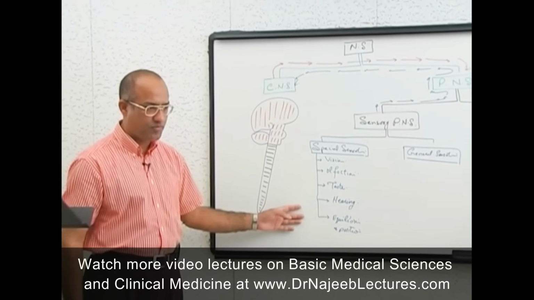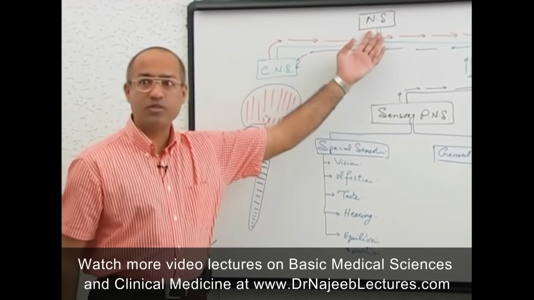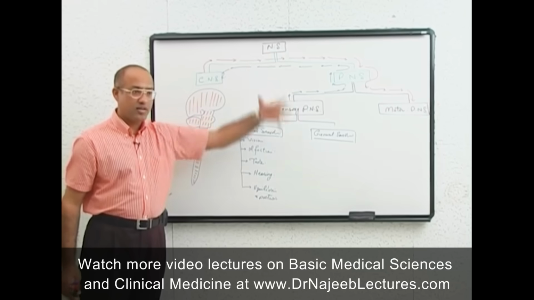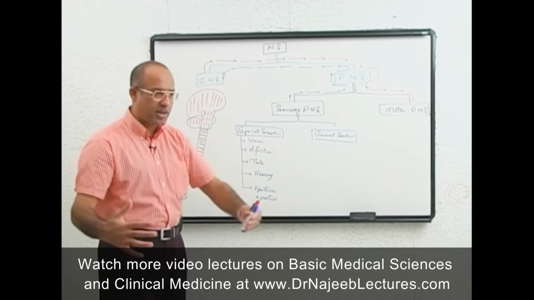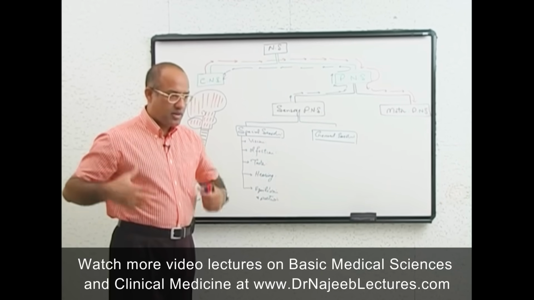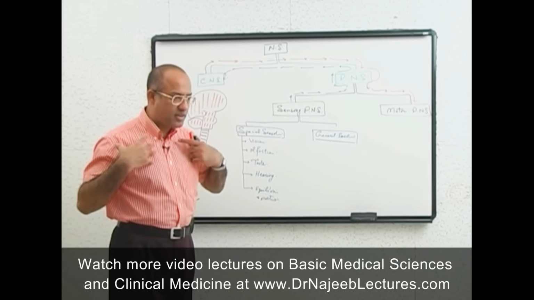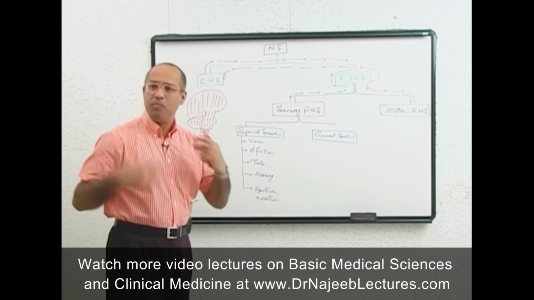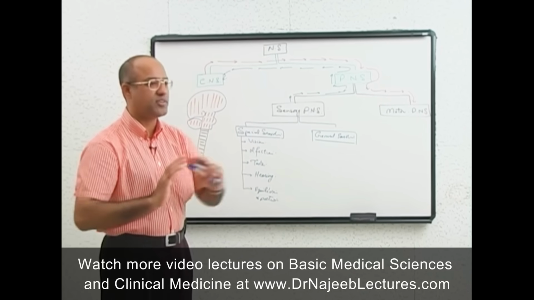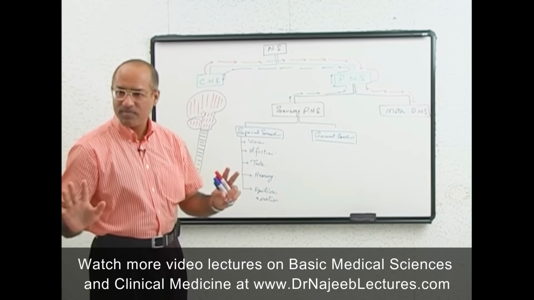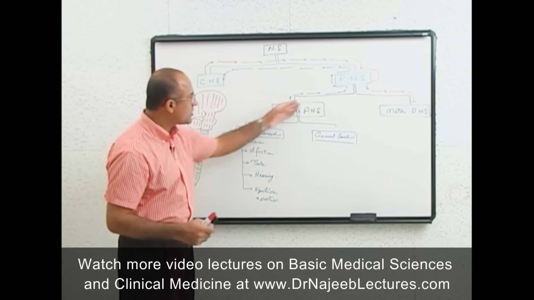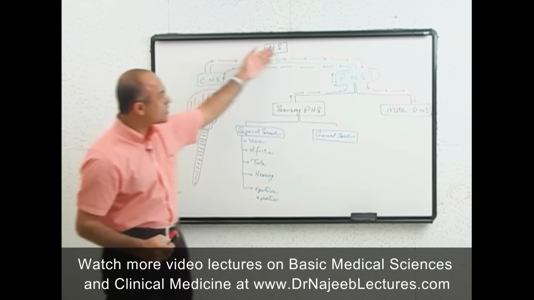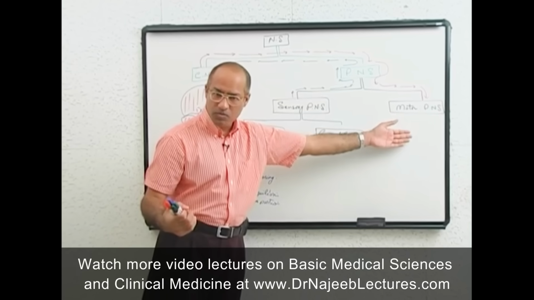Again, let me repeat it. What is the whole nervous system about? The nervous system has, number one, to collect the information from the periphery, take the information to the center, integrate the information, process the information, make a decision and bring the motor response. Information is going to the central nervous system through the sensory system. Information is coming from the central nervous system through the motor system.